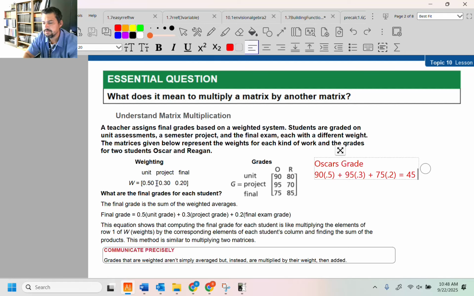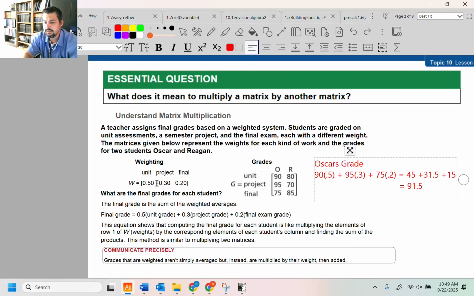30% of 95 is, I'm way too tired for this. Like I just went kind of dumb, is going to be 31.5. And then 20% of 75 is going to be 15. So Oscar's final grade here is a 91.5, right? 91.5. It's not bad. I would have expected it to be actually lower than that. But the final was only 20% of his grade.